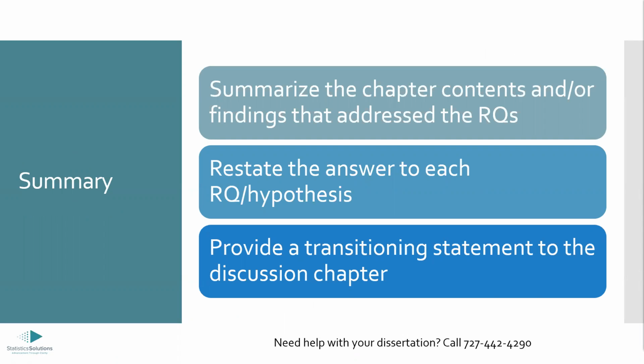Once you have presented the results for all of your research questions, you usually end the results chapter with a summary section. This can either summarize the entire contents of the chapter, or it may just summarize the findings for the research questions. So here you'll want to restate the answer to each research question or hypothesis. If you have your hypotheses in null and alternative format, make a statement about each of your null hypotheses, whether it was rejected or whether you failed to reject that hypothesis. And then you can provide just a transitioning statement to your discussion chapter.